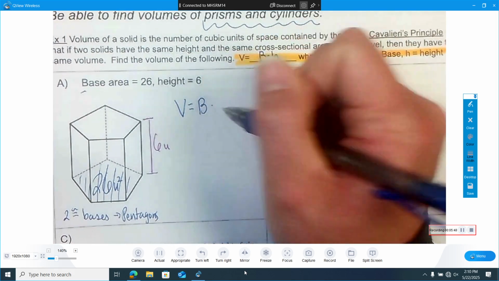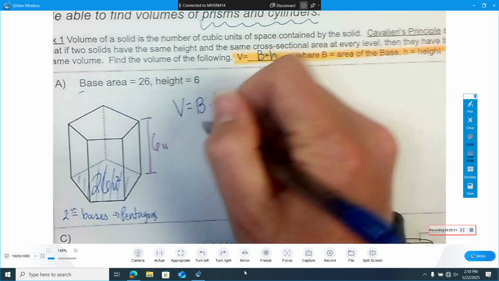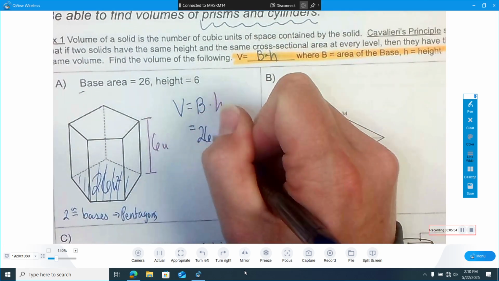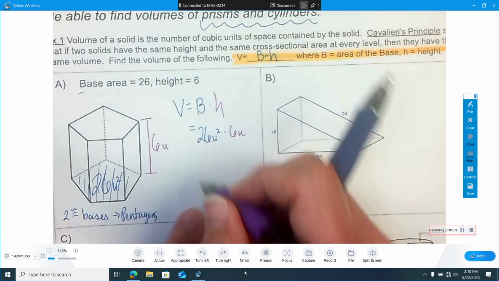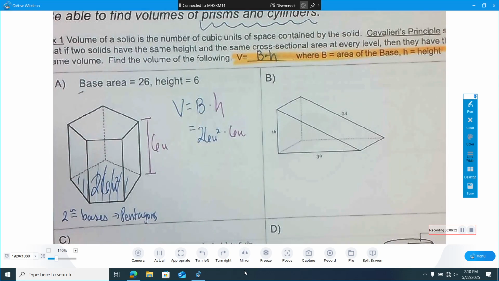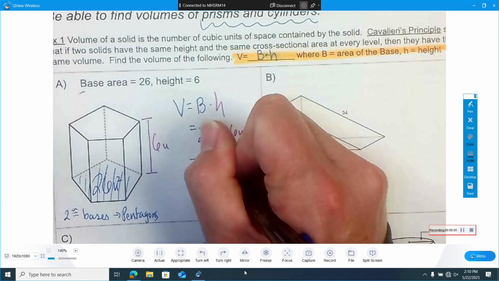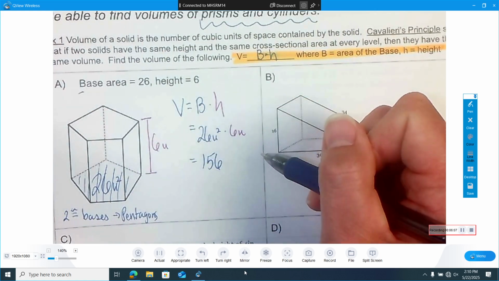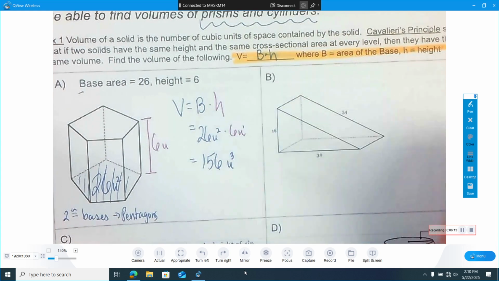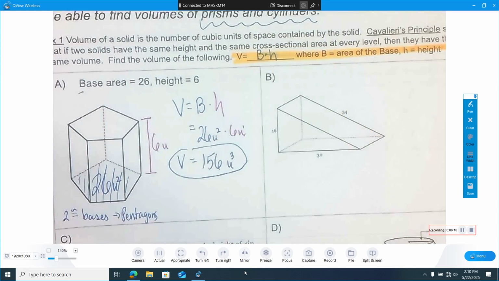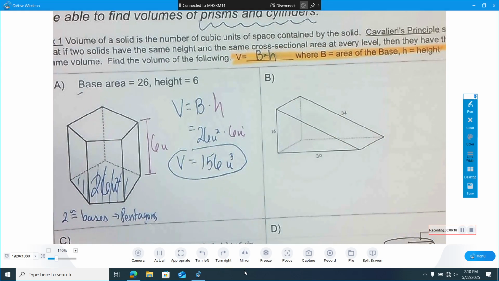So how do we find the volume? Area of the base times height is all we need to do. The area of our base is 26 square units, and the height of our prism is 6 units. If we multiply those together, 26 times 6 is 156. Units to what power? To the third. Unit squared times another unit makes cubic units. So our volume is 156 units cubed. Volume units are always cubed. It's a length, a width, and a height dimension. So 3 dimensions, so cubic units.